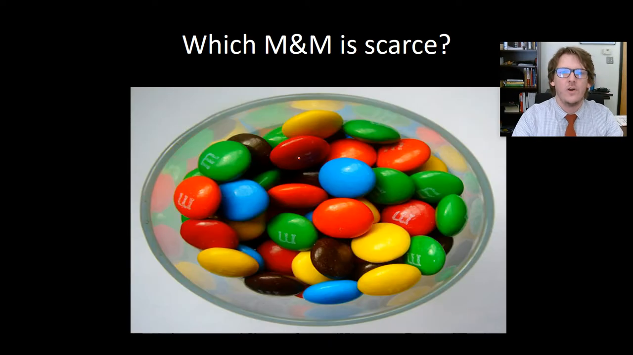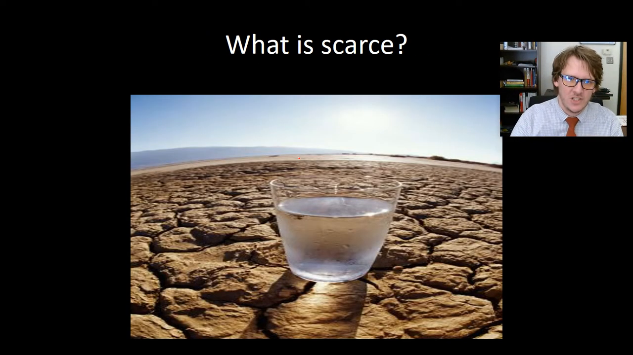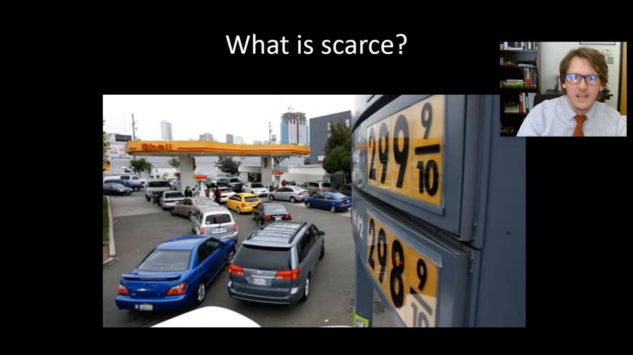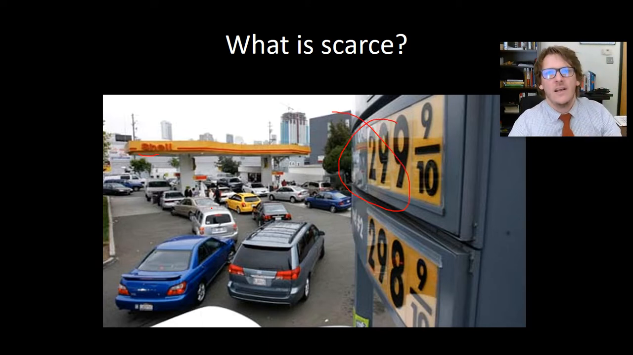Let's look a little bit further. In this picture, what's scarce? Blue M&Ms are scarce. What am I trying to convey to you here? Water is scarce in the desert, so people in the desert have to make choices. Here you're seeing gasoline. Hopefully you're able to figure out gas station prices. Everybody's lining up. There is a scarcity of gasoline.